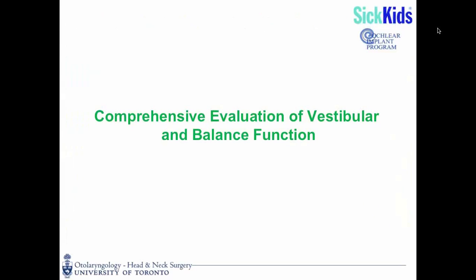Now, those are sort of the three things that I ask in terms of a screening test. Some of my colleagues do a couple of them. Some of them will also include the head thrust test. But I think that's really a baseline that's doable for most clinicians. What we're going to move on to from here is how do we do a more comprehensive evaluation of vestibular and balance function in children.